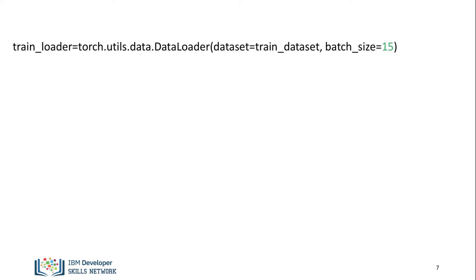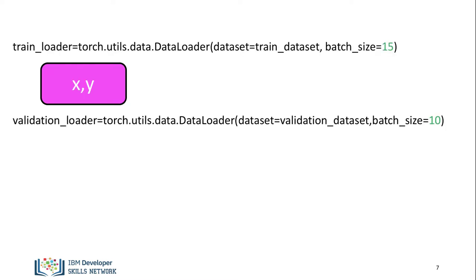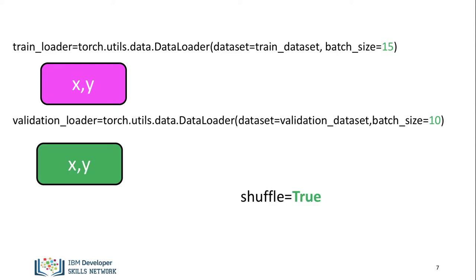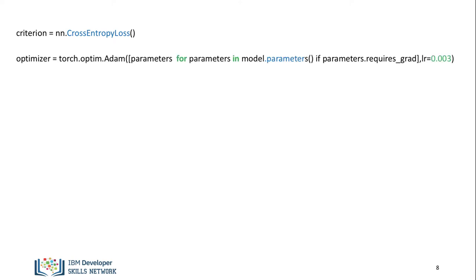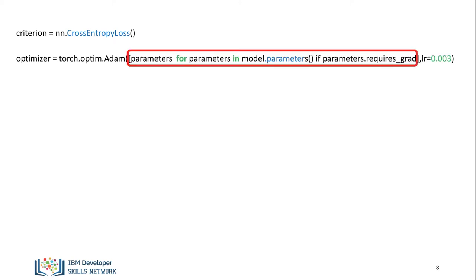You will create a train loader object and a validation loader object. You may want to try setting the parameter shuffle to true. You will create a cross-entropy criterion function. You will create an optimizer object. We will only use the parameters where the requires grad attribute is set to true.